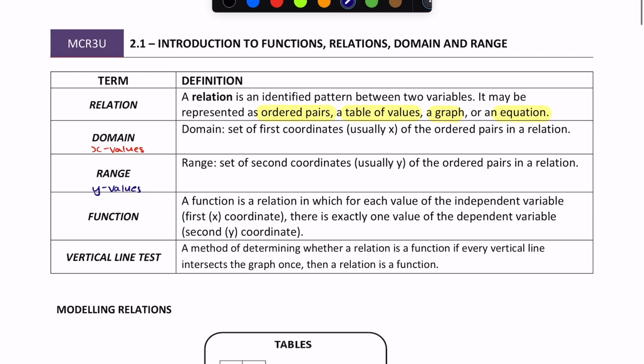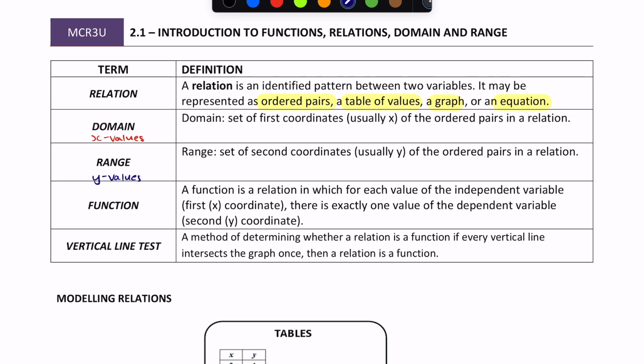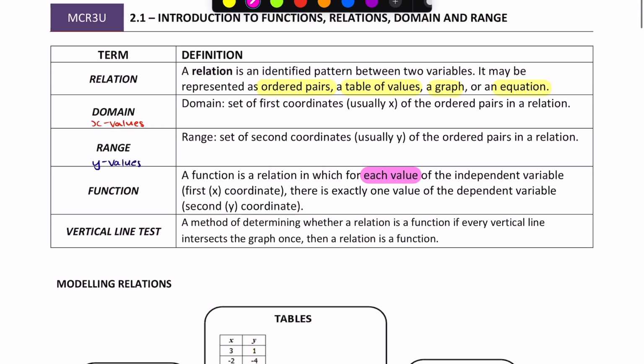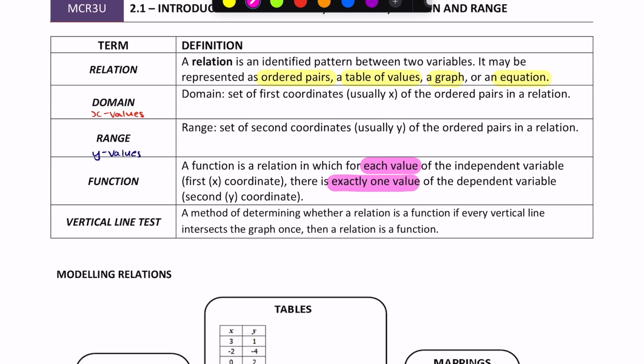So it's important to distinguish between a function and a relation. A function is a relation in which for each value of the independent variable, or the x coordinate, there's exactly one value of the dependent variable.